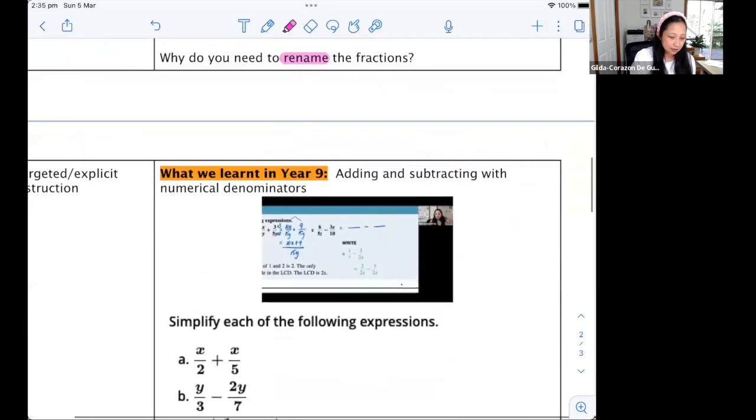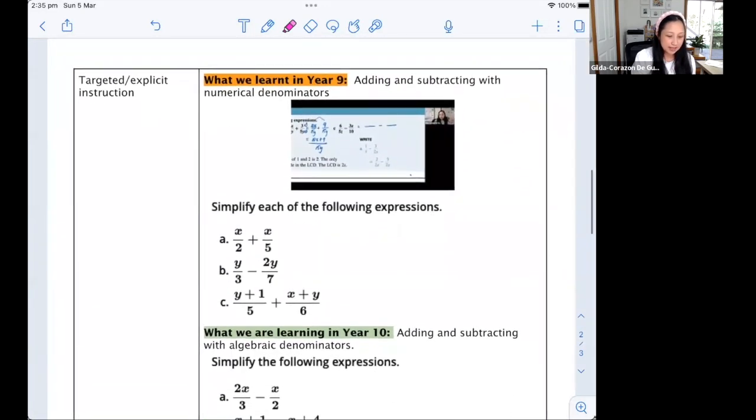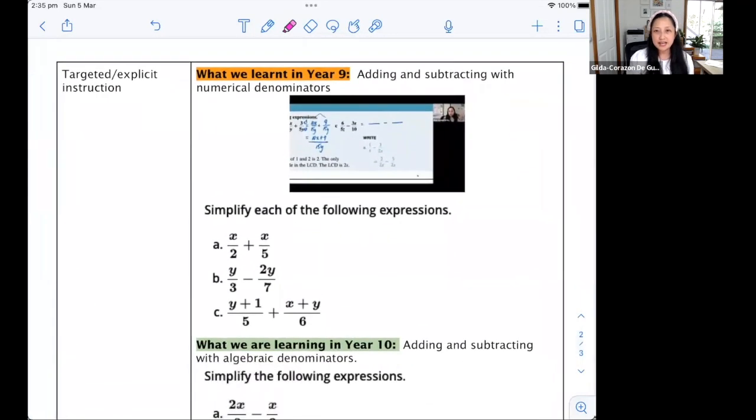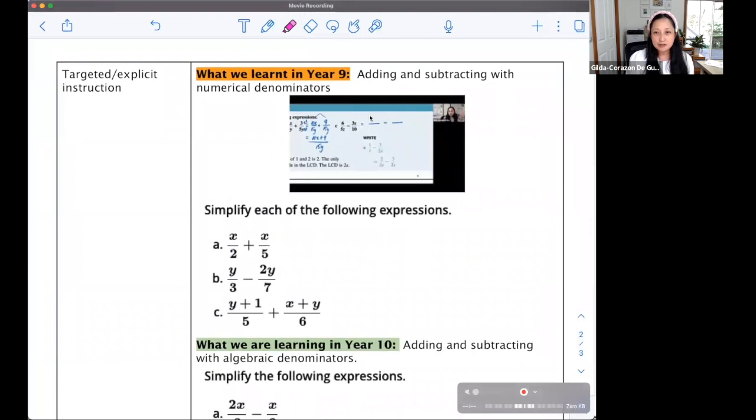Let's have a look at what we want to learn today. Essentially, half of it we've already learned in year 9, so maybe it's something that you want to revise, right? What you learned in year 9 is adding and subtracting fractions that have numerical denominators. When we say numerical denominators, the denominators would just be numbers, okay? And they're a bit friendly.